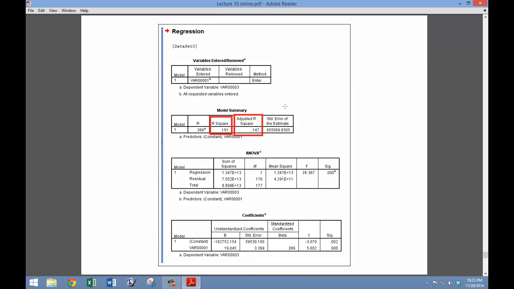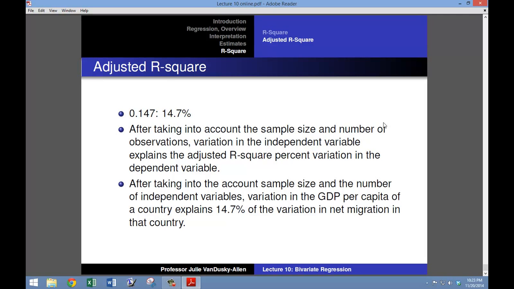In the SPSS output, the adjusted R-squared is located in the model summary box here. In our example, the adjusted R-squared was 0.147. Like the R-squared, you move the decimal place over twice and make it a percentage. Then you state, after taking into account the sample size and the number of observations, variation in the independent variable explains the adjusted R-squared % variation in the dependent variable. Or in our example, after taking into account the sample size and number of observations, variation in the GDP per capita of a country explains 14.7% of the variation in the net migration of that country.